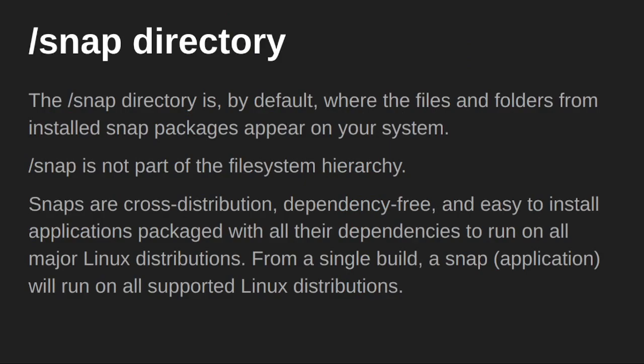The snap directory. Snap directory is by default where the files and folders from installed snap packages appear on your system. Snap directory is not part of the file system hierarchy standard. Snaps are cross-distribution, dependency-free and easy to install applications packaged with their dependencies to run on all major Linux distributions. From a single build, a snap will run on all supported Linux distributions. So snap is used to install software and is not really a part of the file system hierarchy standard.